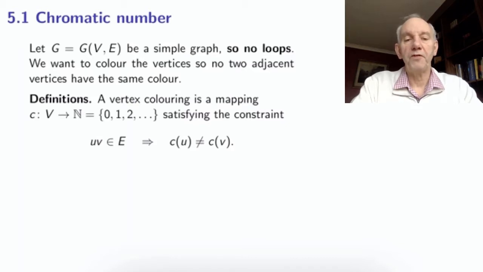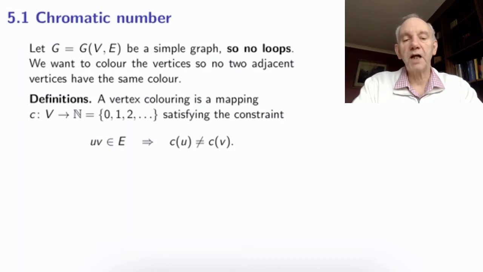So this is the first lecture for fifth week. We're continuing our study of graph theory, but the problem this week is to colour the vertices of a graph and define a quantity called the chromatic number of a graph. It's an example of an invariant, something that only depends upon the isomorphism class of the graph. So isomorphic graphs will have the same chromatic number.